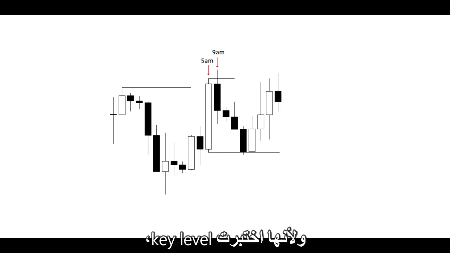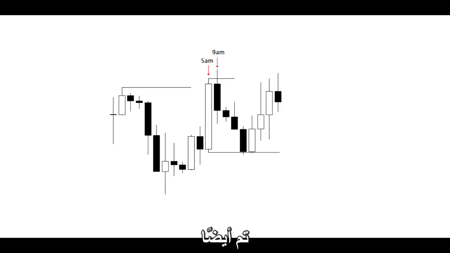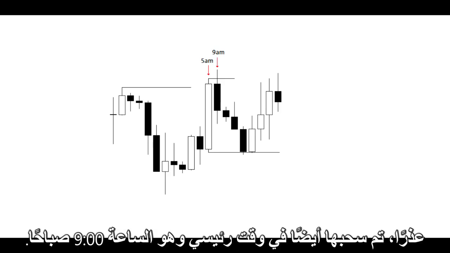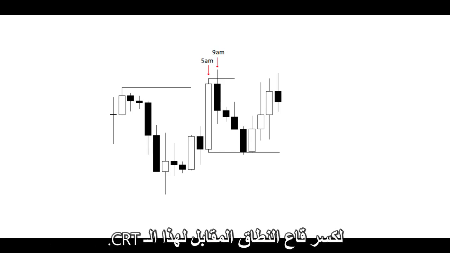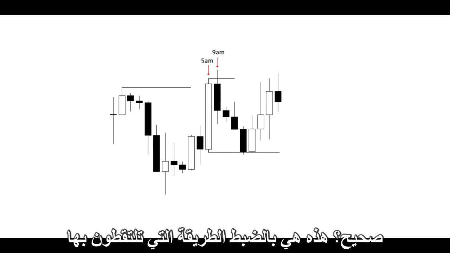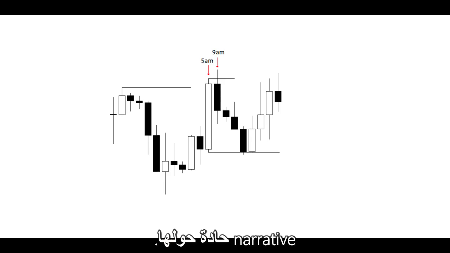And because it tested a key level, it also formed at a key time, right? And then after it, it was also purged at a key time, which is the 9 a.m. time, and all of that led to price expanding lower to take out the opposing range low of the CRT, right? This is exactly how you gauge high probability CRT at key times, right? That's how you build a sharp narrative around it.